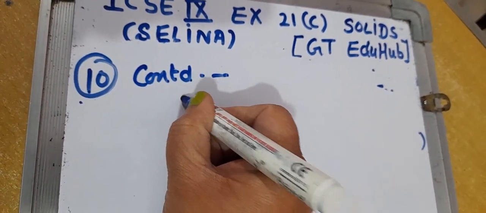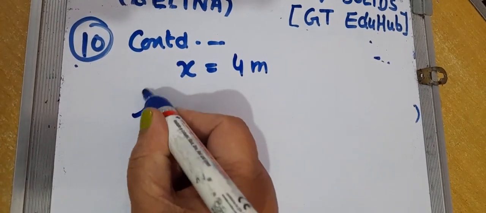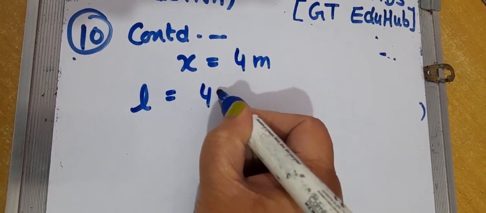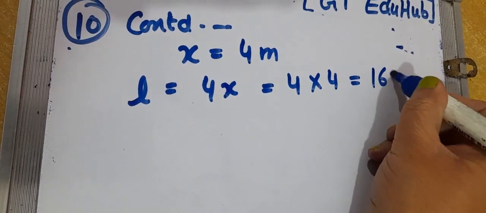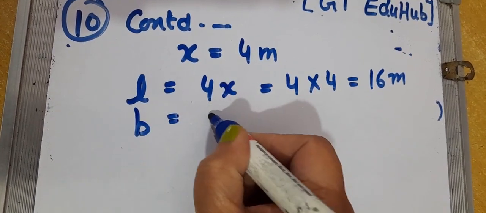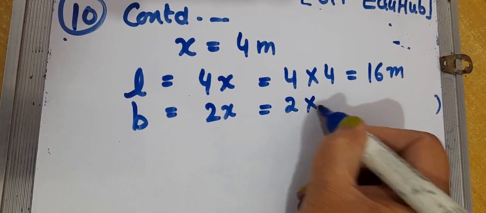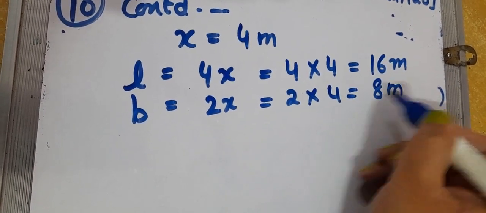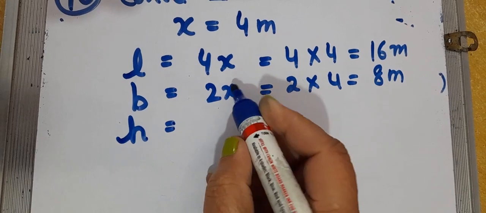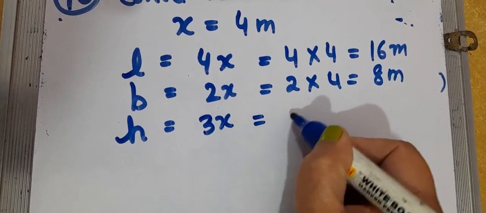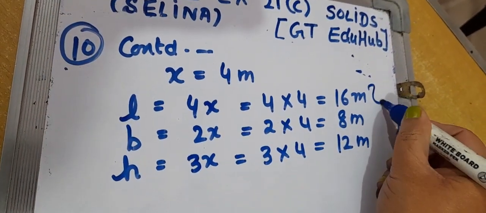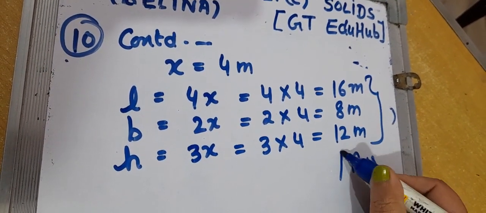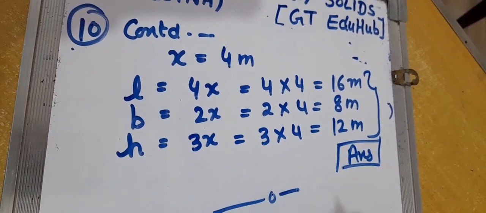So students, we have found the value of x equals 4 meter. In the beginning of the question, we have assumed length equal to 4x. So it will be 4 into 4, 16 meter. Breadth, we have taken 2x. So it will be 2 into 4, 8 meter. Height, we have taken as 3x. So it will be 3 into 4, 12 meter. These three are our answers. Dimensions means length, breadth and height. That's all students. Thank you.